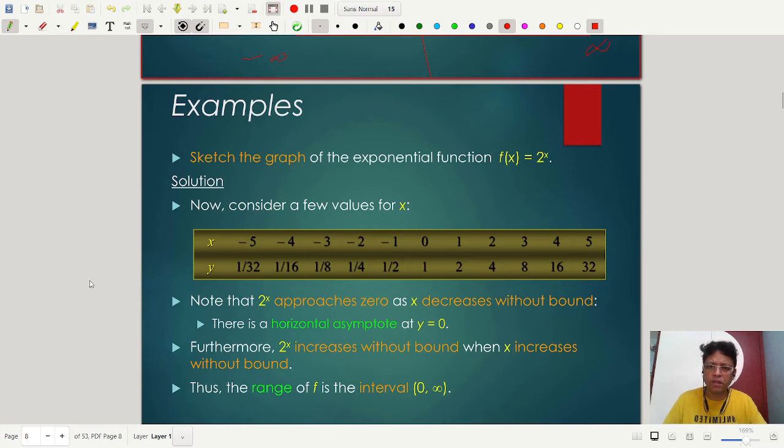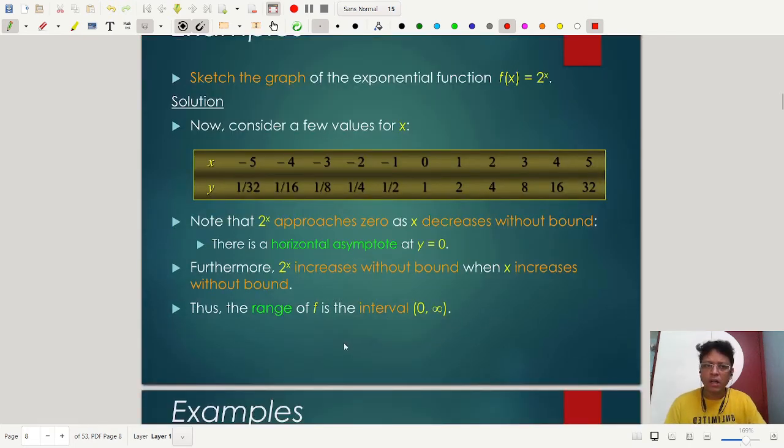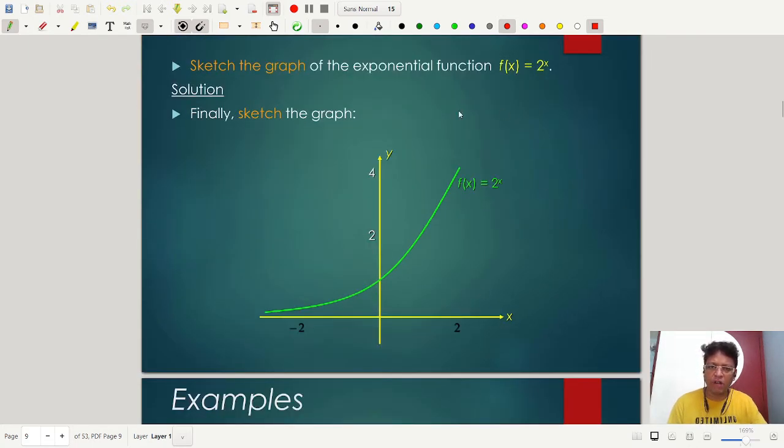And there is a table of values. You can calculate the table of values. These values will be needed to find out the graph. And this is the last line you see. Its range is 0 to infinity. That I have explained. And this is the graph.